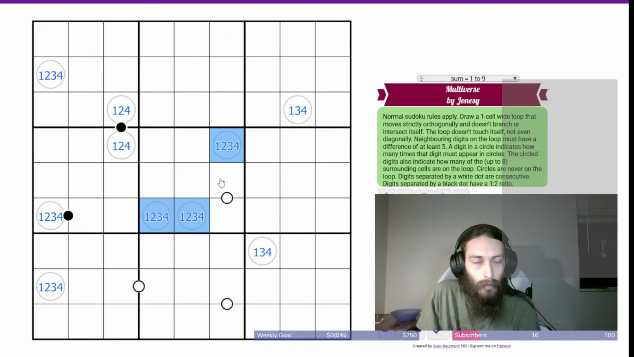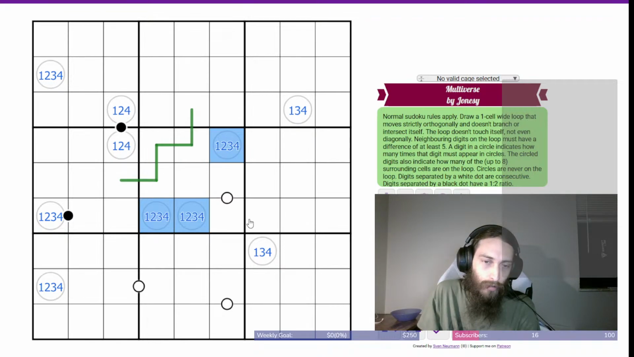So, in this box, we can have at most 3 digits on the loop. I guess in a continuous fashion, because I could go like this in this corner, as long as this was a high digit here.